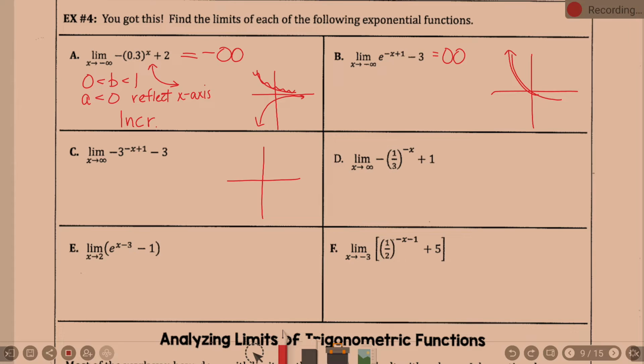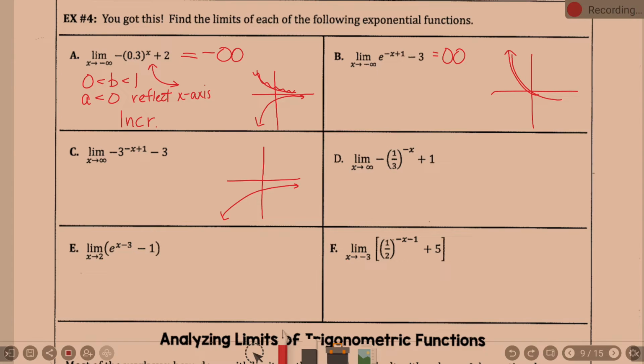Technically, what we should be doing on all of these is reflecting before we do the left, right, and up and down. But for what we're doing, it's not going to matter right now. Here's your normal graph. Reflect across the y, and then reflect across the x. Does that make sense? So it's going to look something like that.